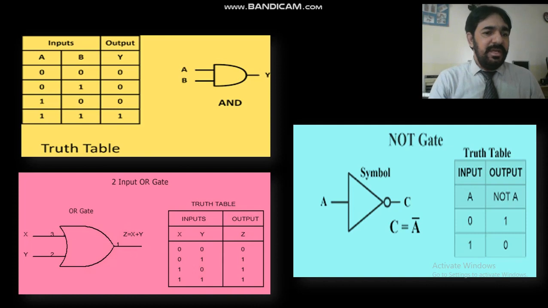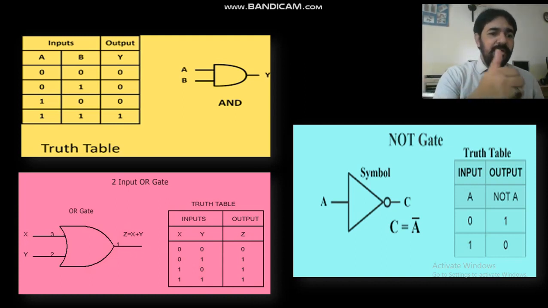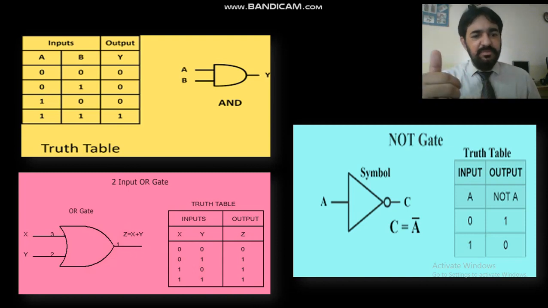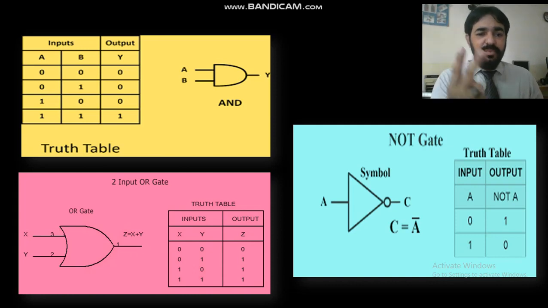Let's see. The two input values are 0 0, 0 1, 1 0 and 1 1. We have two states. A 0, B 0 makes Y 0. Then A 0, B 1 makes 0. A 1, B 0 makes Y 0. A 1, B 1 makes Y 1. Now you are remembering, it is a must to have both values true to get output true.